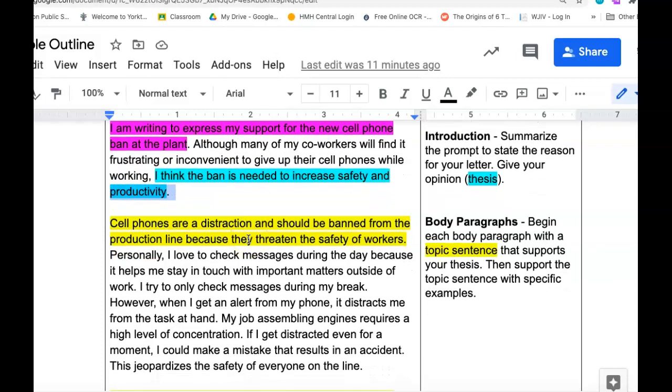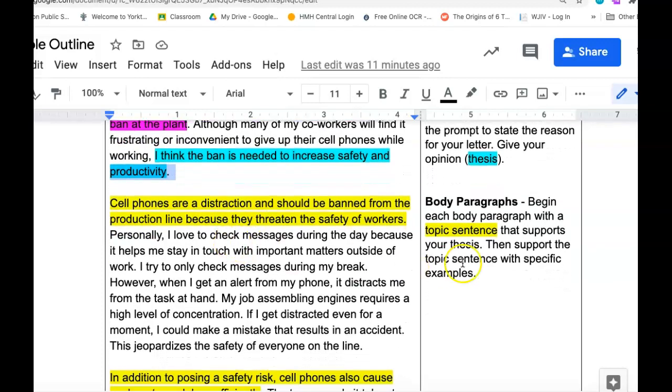So for body paragraphs, this should feel really familiar to you from essays. You're going to begin each body paragraph with a topic sentence, and I've highlighted that in yellow, that supports your thesis. Then support the topic sentence with specific examples. So my first one, which we know is going to focus on safety, reads, cell phones are a distraction and should be banned from the production line because they threaten the safety of workers. That's my topic sentence. That's what all of this paragraph is going to be about.